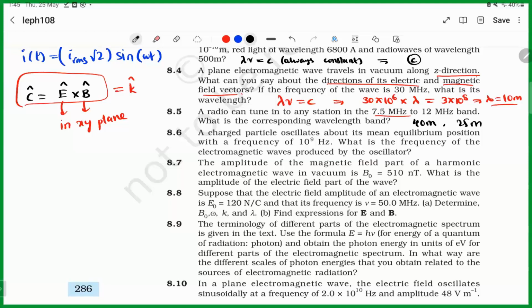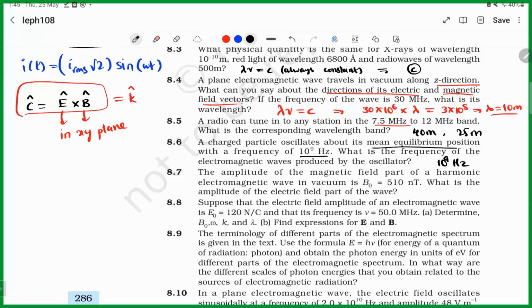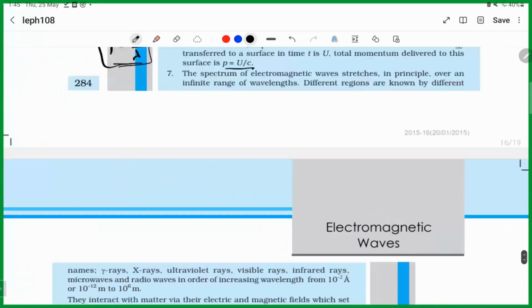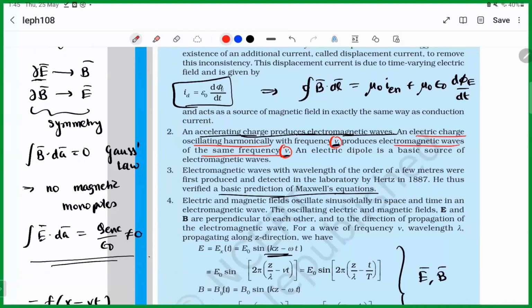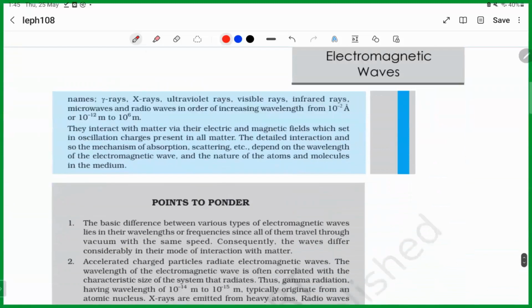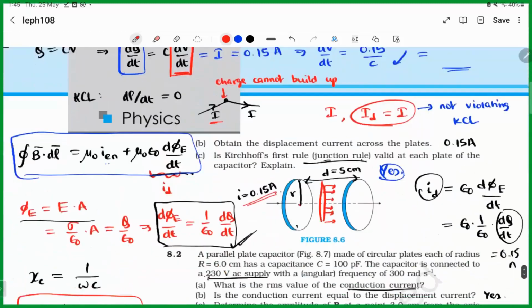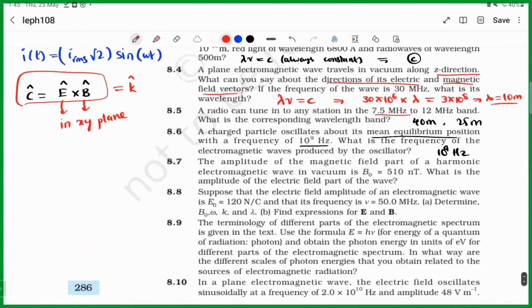8.6. A charged particle oscillates about a mean equilibrium point with a frequency of 10 to the power 9 hertz. What is the frequency of the electromagnetic wave produced by the oscillator? 10 to the power 9 hertz. Again, remember this concept. If an electric charge oscillates harmonically at the frequency of nu, it produces an electromagnetic wave at the same frequency nu. Which means, if the oscillator is oscillating at 10 to the power 9 hertz, then it also produces an electromagnetic wave of 10 to the power 9 hertz frequency.